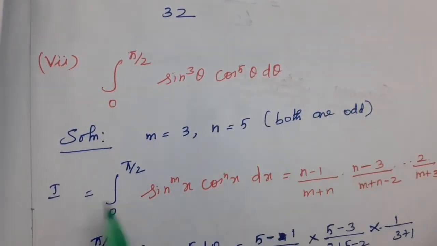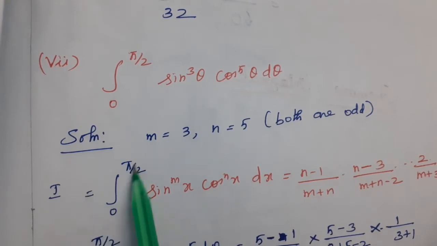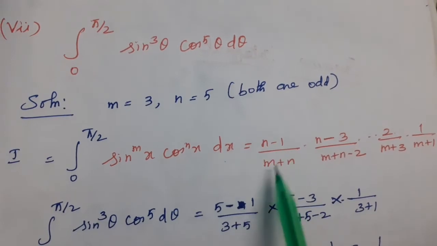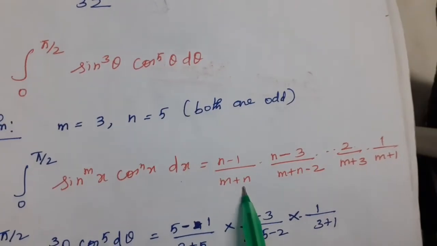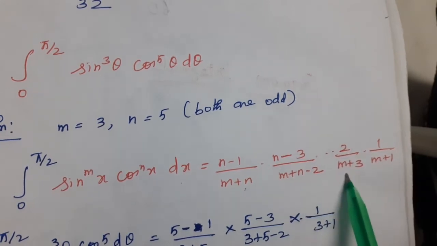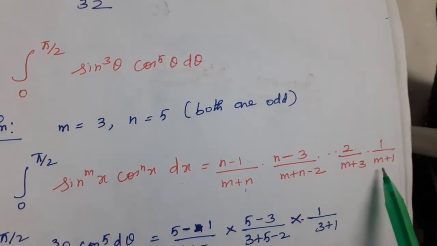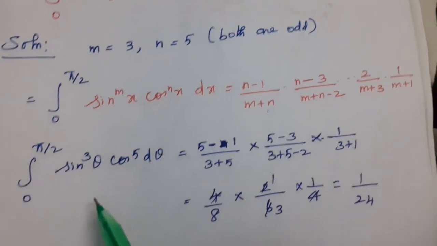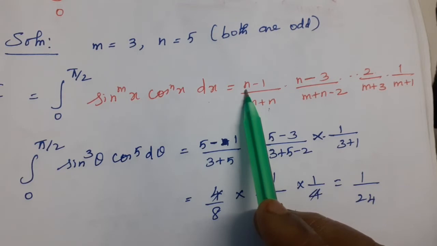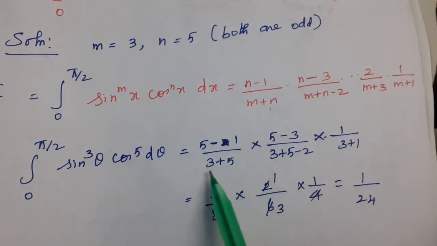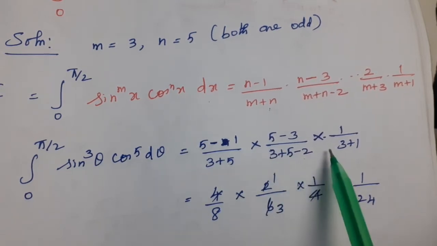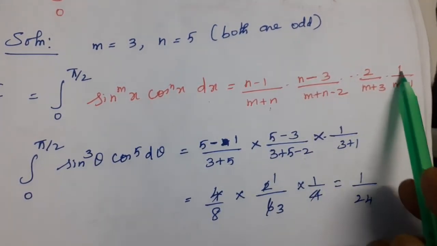If both are odd, what is the formula? That is I equal to integral of 0 to pi by 2 sin power m x cos power n x dx is equal to (n minus 1) by (m plus n) into (n minus 3) by (m plus n minus 2), etc., 2 by (m plus 3), 1 by (m plus 1). Now substitute the formula value. M equal to 3, n equal to 5. So instead of n, you substitute 5. (5 minus 1) by (3 plus 5) into (5 minus 3) by (3 plus 5 minus 2) into, see the last step, 1 by m plus 1.